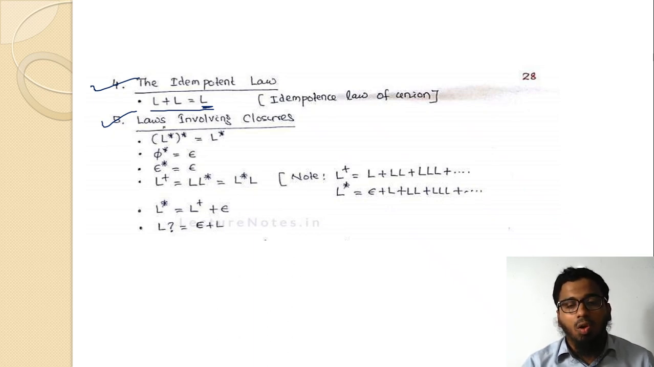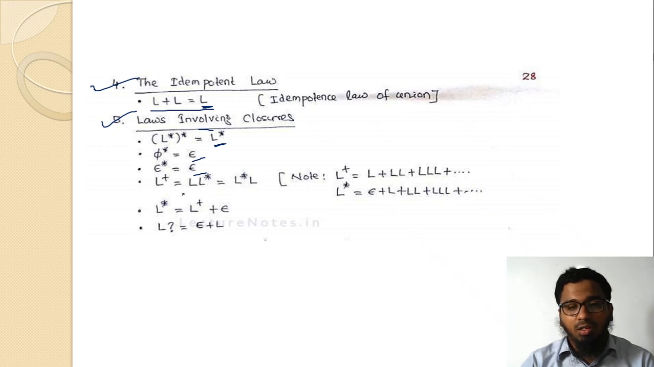Laws involving closure. L closure, whole closure is equal to L closure only. Whenever we have a language closure, whole closure, you can write L closure. If we have phi closure, meaning empty closure, then you need to write epsilon. Epsilon closure is also epsilon.